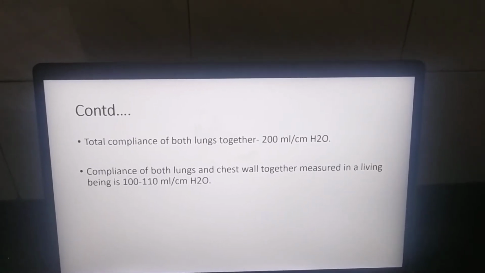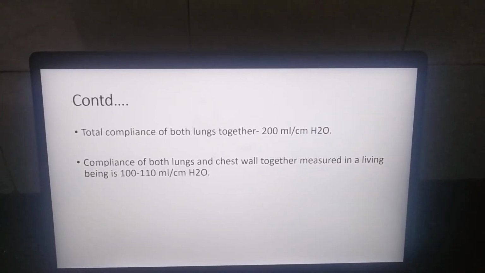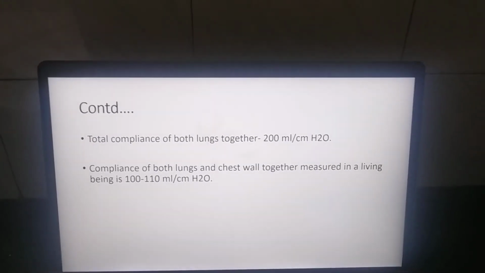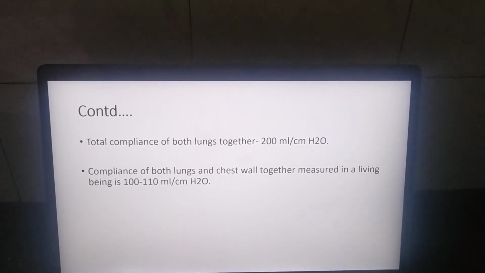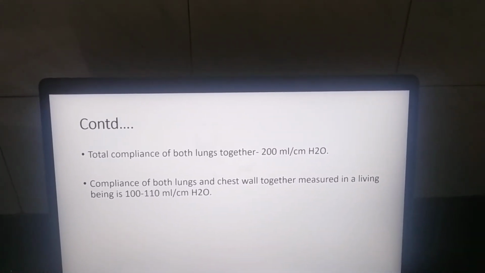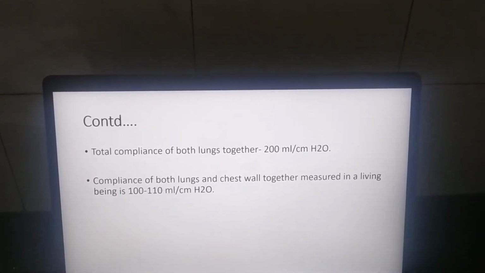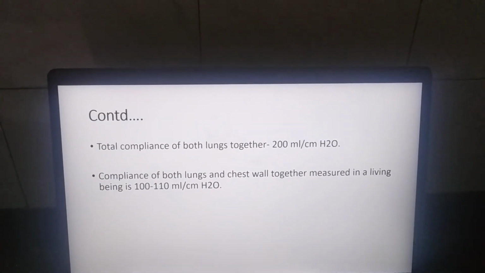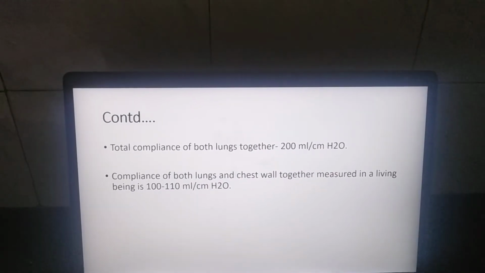So this means that if pressure is 1 centimeter of water, lung will be distended by 200 ml of air. If pressure changed by 2 centimeter of water, lung will be distended by 400 ml of air. If pressure is 3 centimeter of water, lung will be distended by 600 ml of air. So this is about the static compliance.